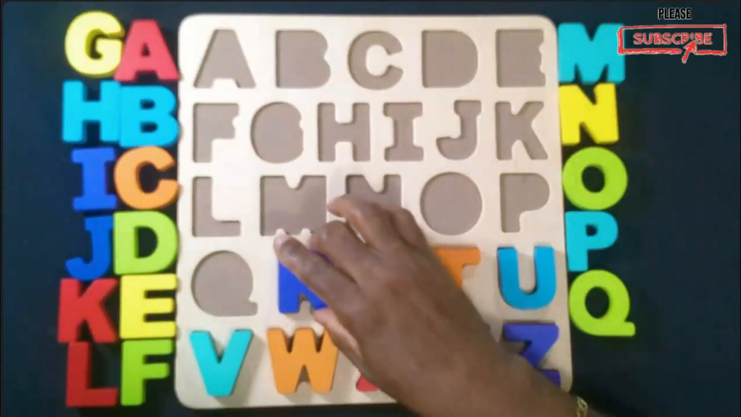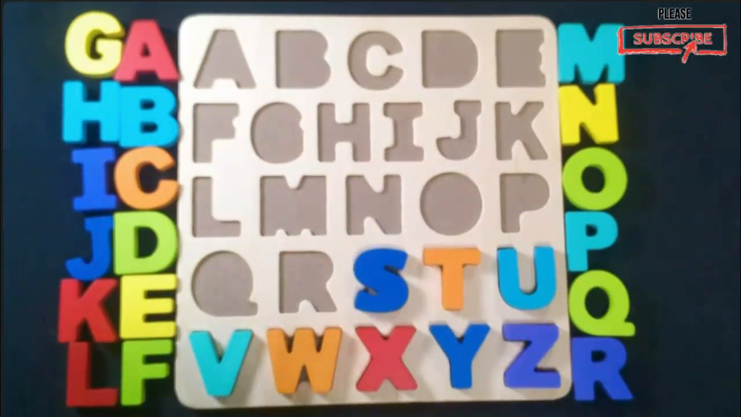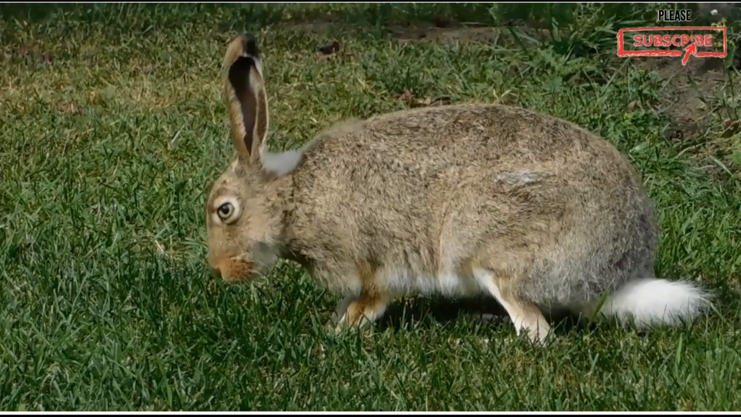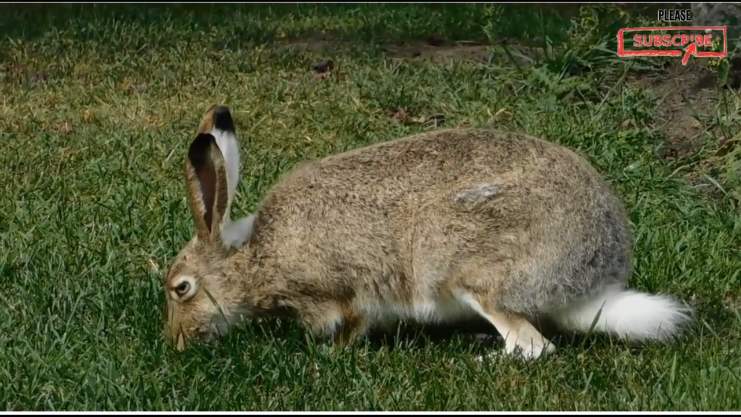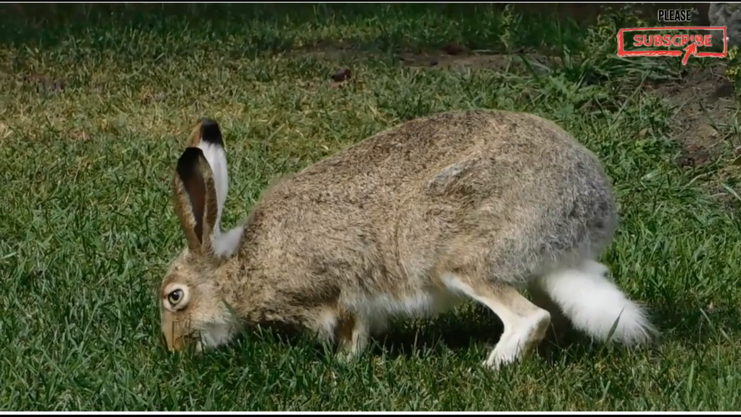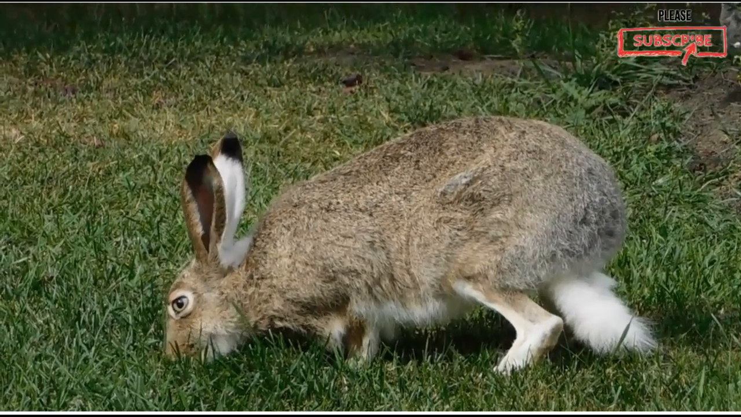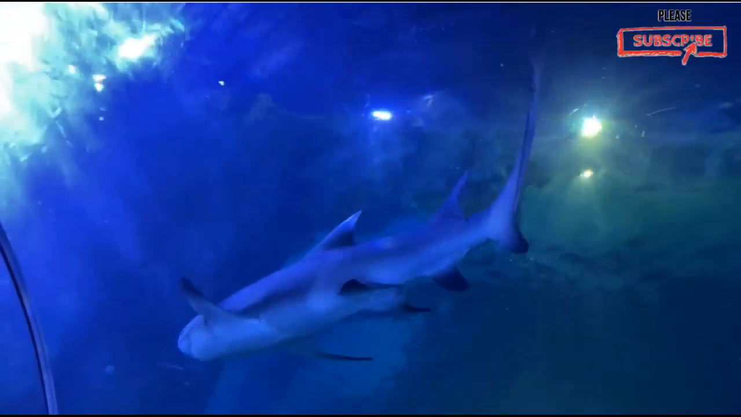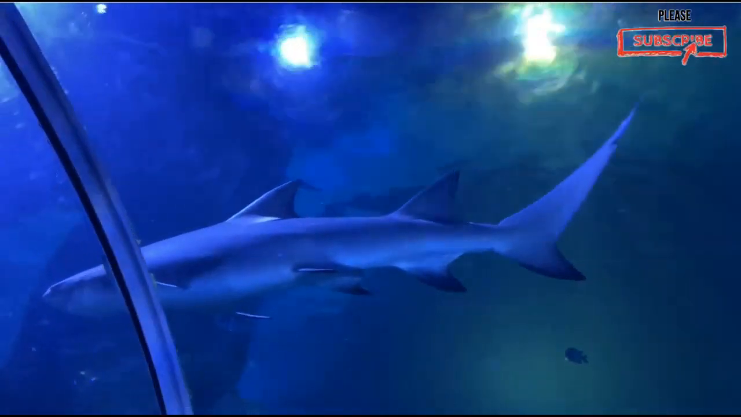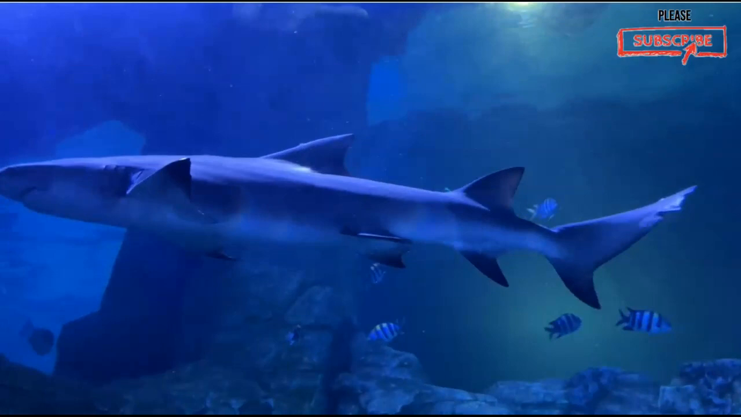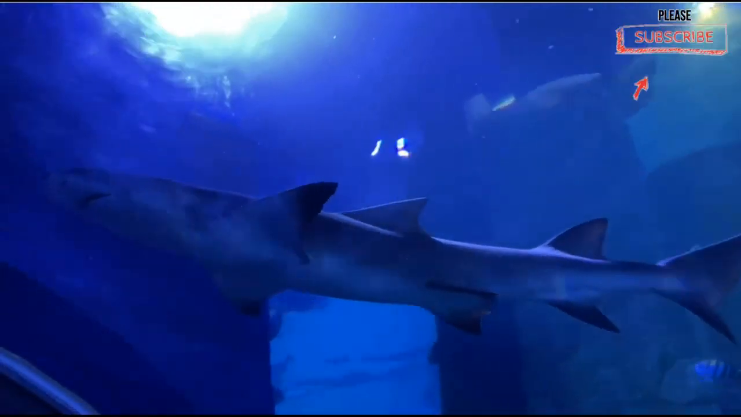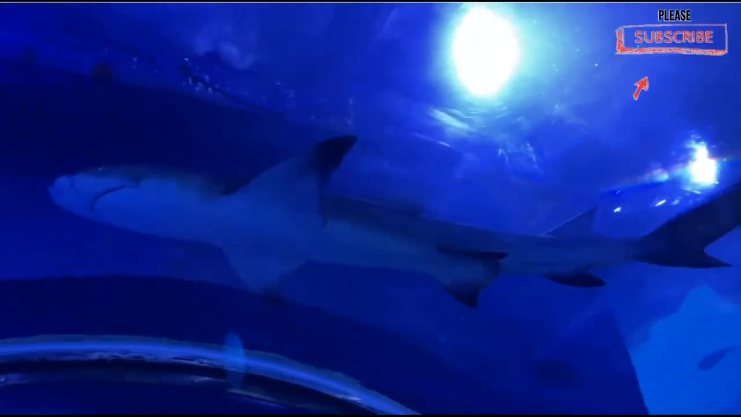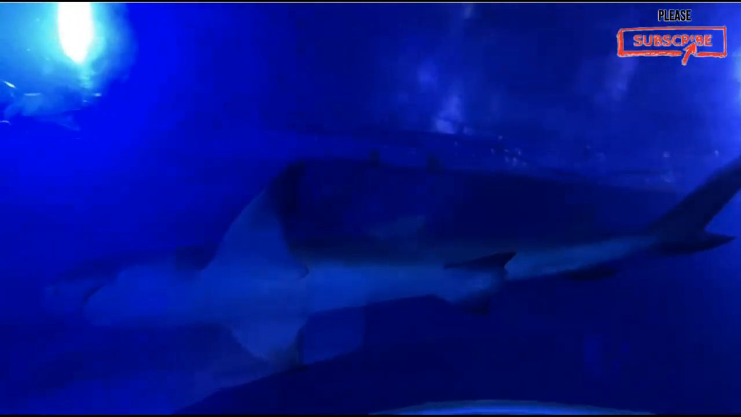The letter R. R is for rabbit. The word rabbit starts with the letter R. Rabbit. The letter S. Our word for the letter S is the word shark. Shark. Sharks are the biggest fish in the ocean. The word shark starts with the letter S. S is for shark.